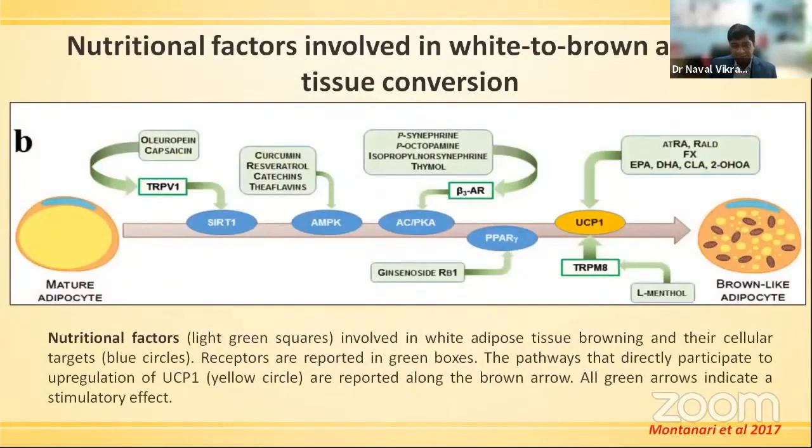Now, several studies have been done. Most of the data is from animal studies. There is very, very limited data in human studies. Here we are summarizing a few nutritional factors which may be involved in white to brown adipose tissue conversion. These various nutritional factors act through several pathways, that is sirtuin 1, AMP kinase, and PPAR gamma, and all these act to increase UCP1 and convert the white adipocyte into the brown or the beige adipocyte.